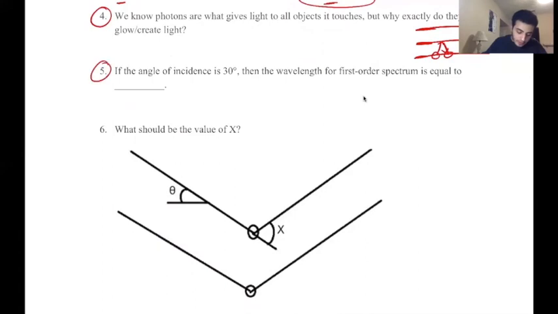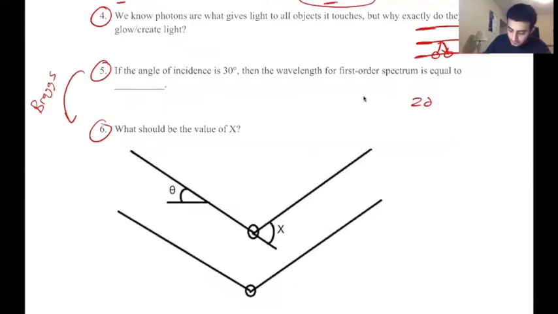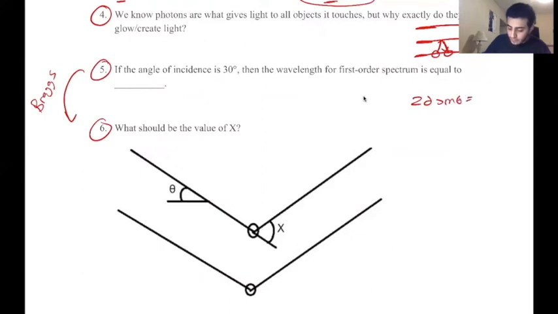So number 5 and 6 have to do with Bragg's law. Let me write that here. The equation for Bragg's law is given by 2d sine theta equals m times the wavelength. These questions are pretty straightforward. I think number 5 is the only one you need to use this equation for. And so the answer that you're going to give is in terms of d. So keep that in mind.